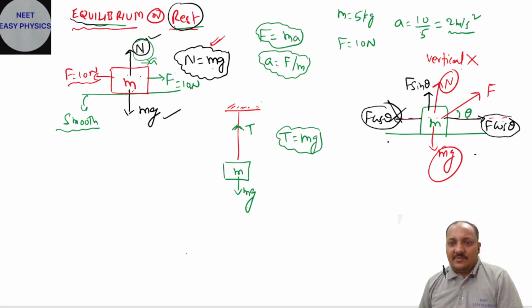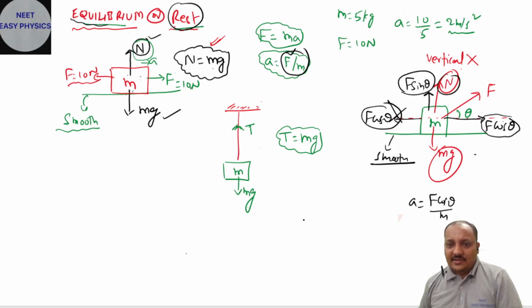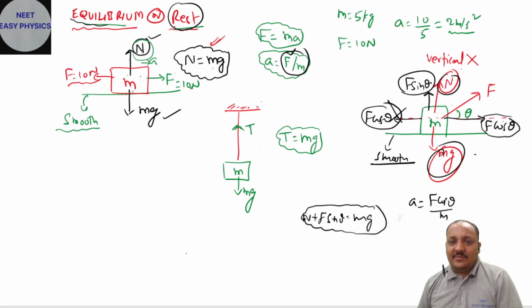Let us assume you are not applying F cos theta on a smooth plane, all these are smooth planes only we are discussing. If F cos theta force is applied, what is the acceleration? The acceleration is force by m. Therefore, in place of F, we can write F cos theta by m. Now, at equilibrium condition, how many forces are acting upwards here? F sin theta and N. Therefore, N plus F sin theta equal to mg. Isn't it? This is at equilibrium position.